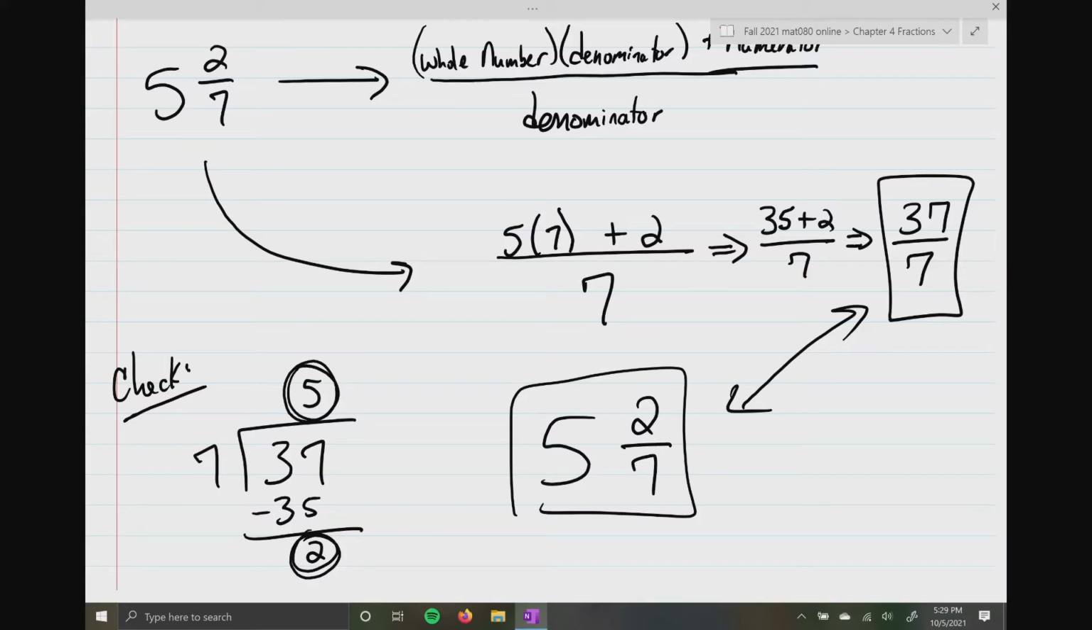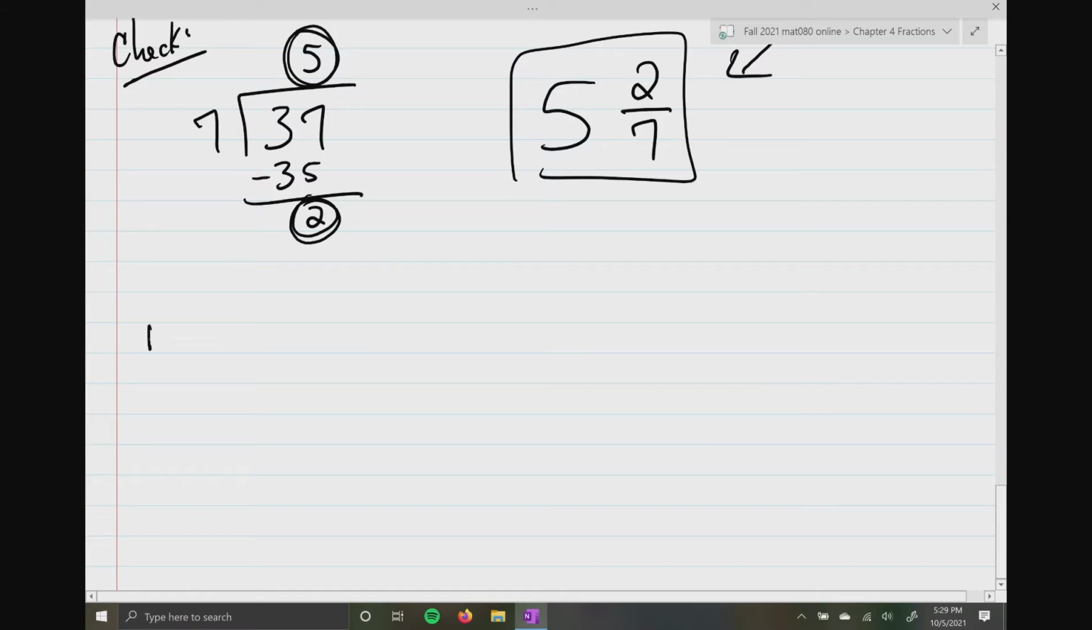The last thing I want to do, which we're going to use a lot later on, is finding equivalent fractions.